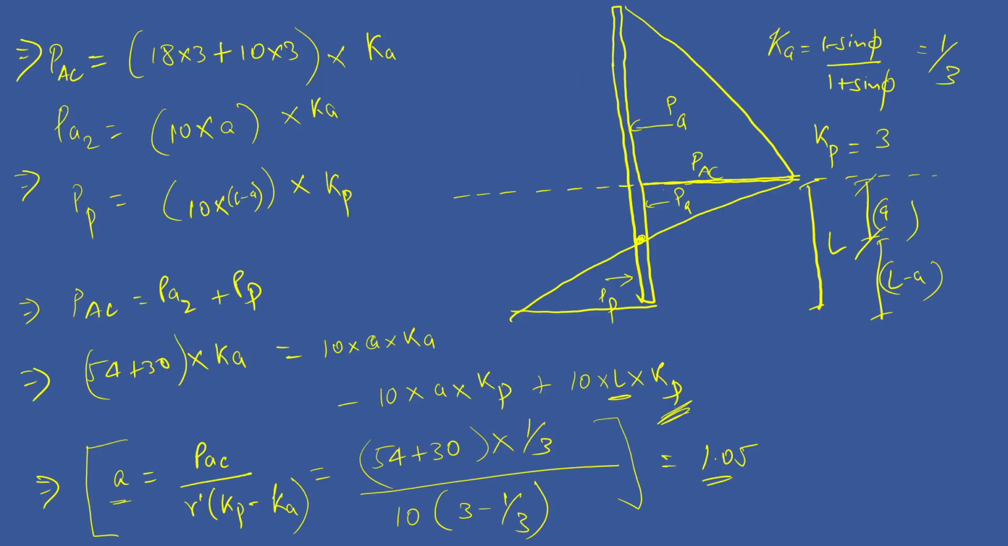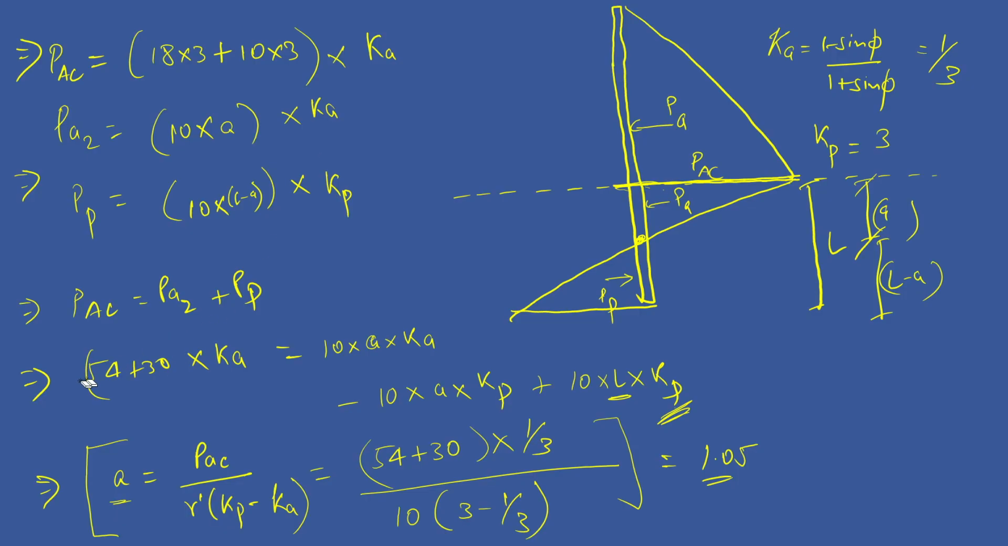PAC, sir? AC means how much is the active pressure available. Active pressure available at the base of the wall, at point C. See this one, at this point. At the dredge level. Okay, sir. Understood.